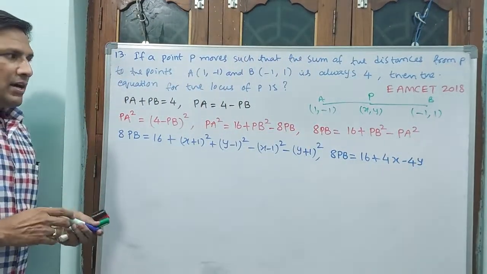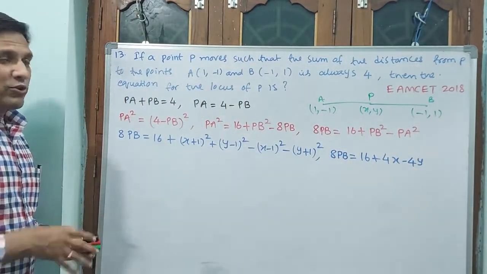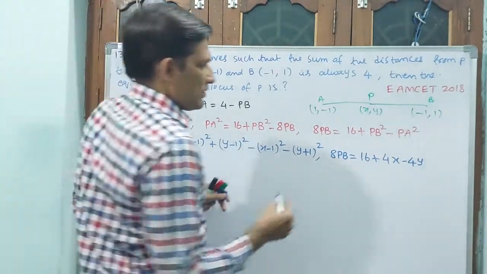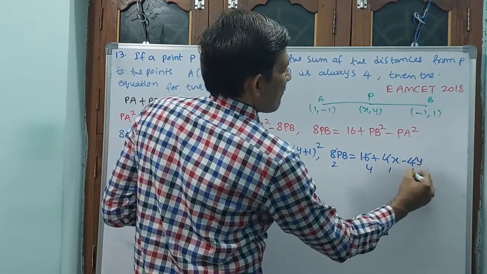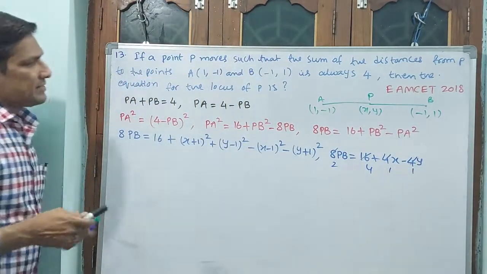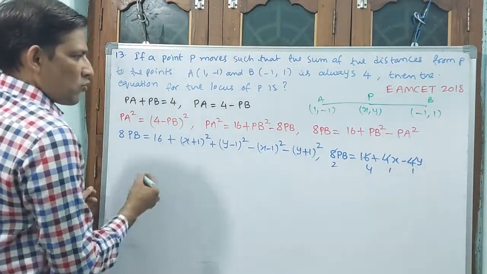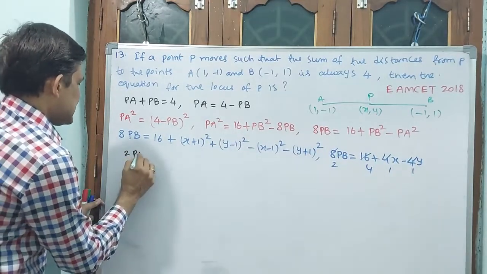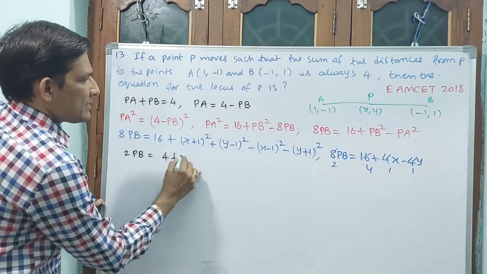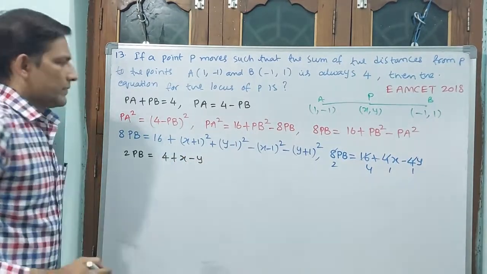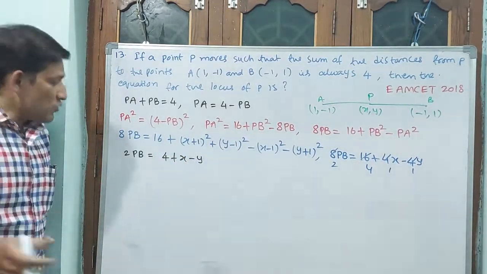Now divide by 4: 2 times, 4 times, 1 time, 1 time. So 2PB is equal to 4 plus x minus y. Is it okay? Now square on both sides.